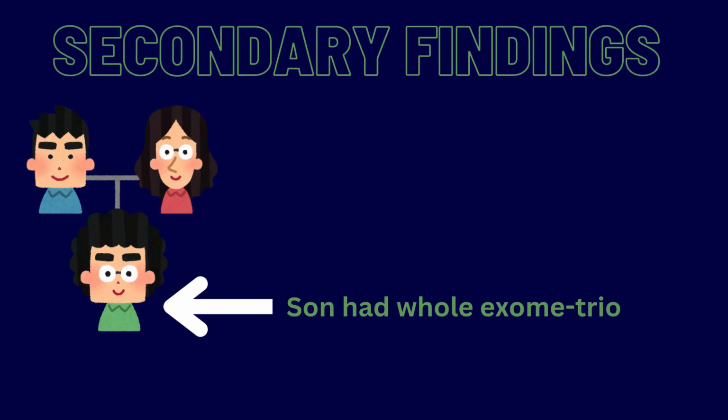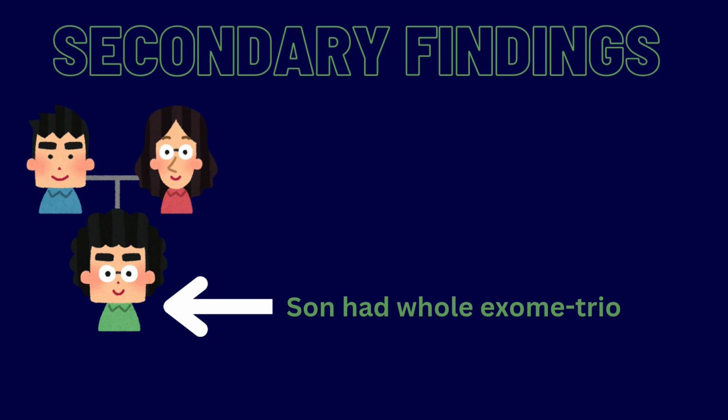Secondary findings are when a variation was identified through genetic testing, but the variation that was found isn't related to the original indication for genetic testing. Secondary findings often result from exome or genome sequencing, but can also be found through a karyotype or microarray.